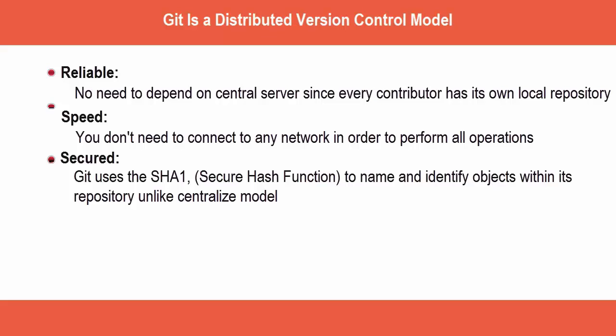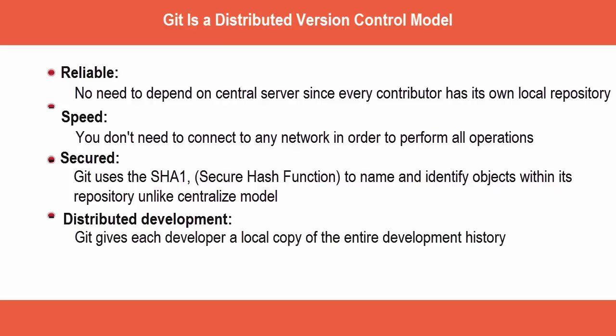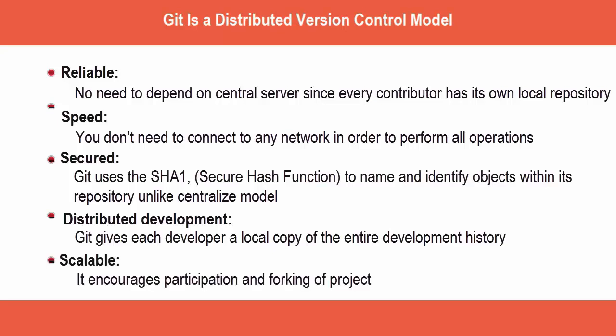As a distributed version control model, committing a new change set can be done locally without manipulating the data on the main repository. Once you have a couple of change sets ready, you can push them all at once. It also encourages participation and forking of projects. So, the distributed version control is really an important part of the Git architecture.